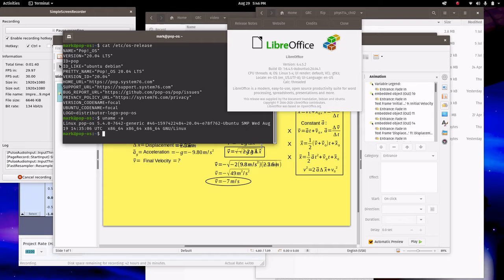So basically, I have a System 76 Gazelle, and you can see the specific specs. And here I've got the Office specs as well. I'm using 6.4.5.2. Okay, so let's take a look at the specific bug.